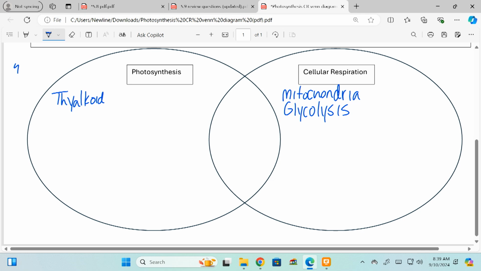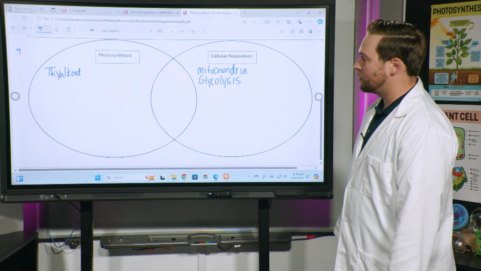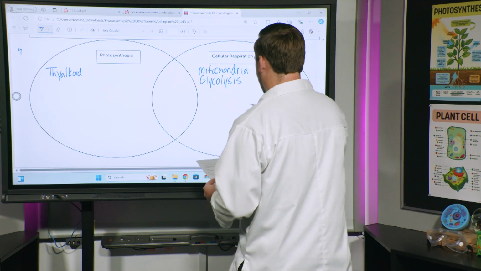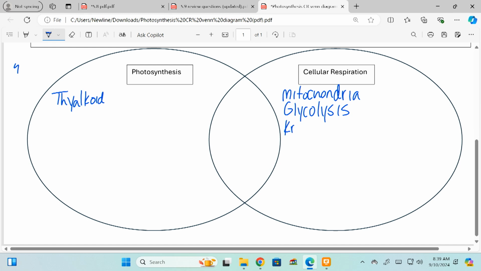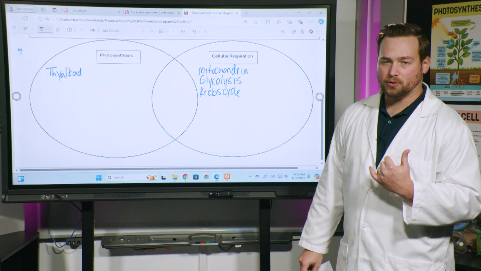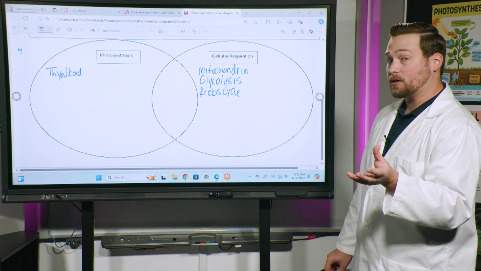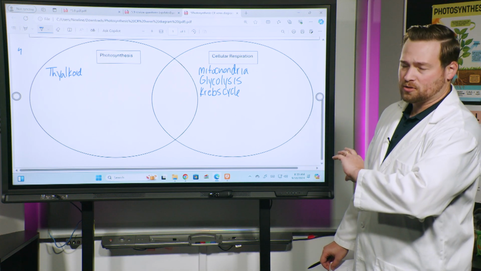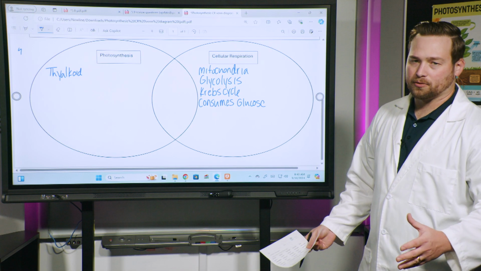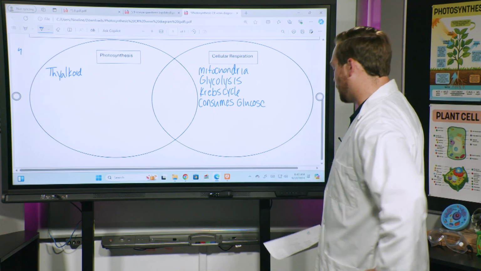Thylakoid. Great. All right, and the next one is the Krebs cycle. So where should we put the Krebs cycle? That one happens in cellular respiration as well, so Krebs cycle goes over here. Okay, great job. The next one is consumes glucose. One of them is making glucose and one of them consumes it. Which one consumes it? That's cellular respiration, right? Consumes glucose. That's actually the first step, glycolysis for cellular respiration. So we really need glucose in order to do cellular respiration.